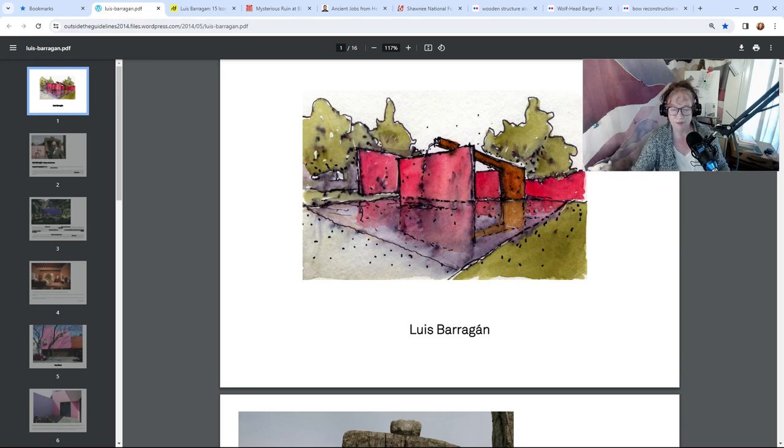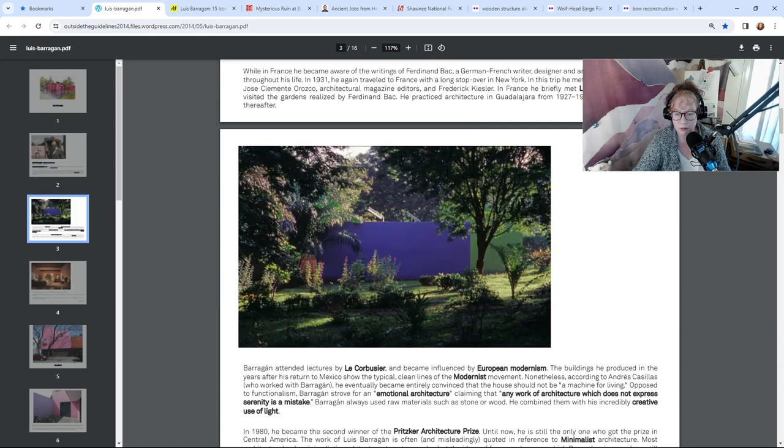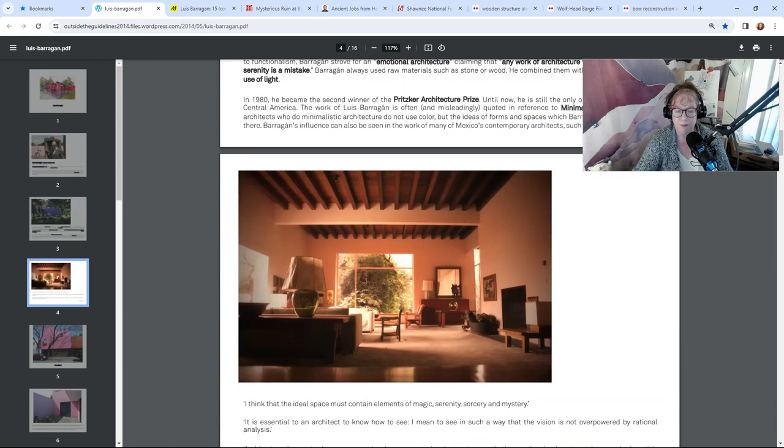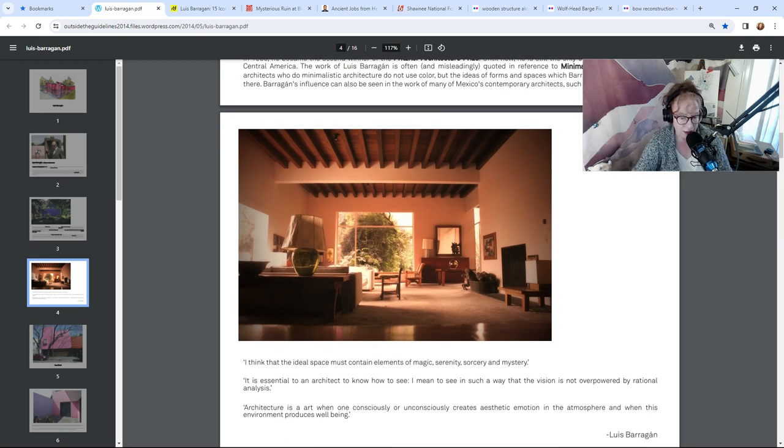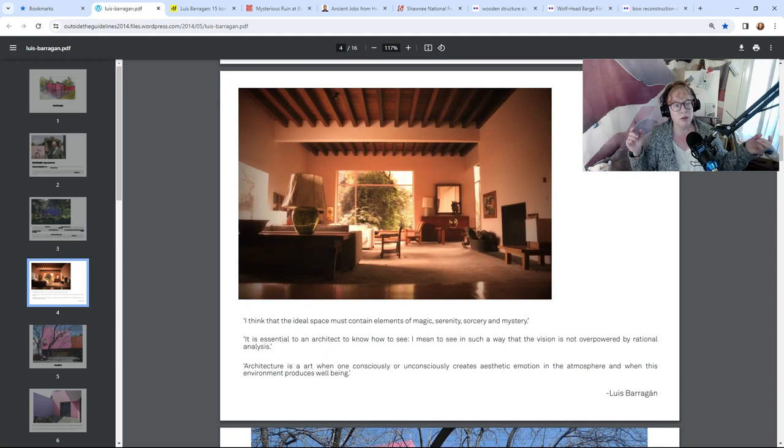This is Louis Barragán, one of my favorite architects. I don't know that I would want to live in his houses or structures, but I find them very, very interesting. And he says, I think that the ideal space must contain elements of magic, serenity, sorcery, and mystery. It is essential to an architect to know how to see, in such a way that the vision is not overpowered by rational analysis. Architecture is an art when one consciously or unconsciously creates an aesthetic emotion in the atmosphere and when this environment produces well-being.